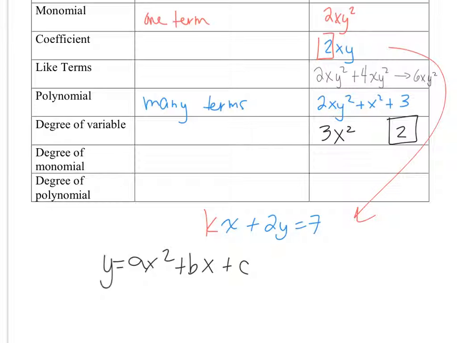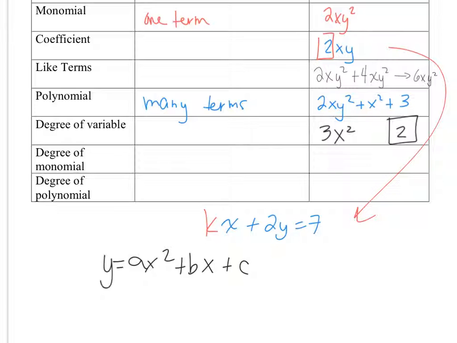The degree is simply 2. How about the degree of a monomial? For the degree of a monomial, what you want to do is take a look at all the different factors in that term.